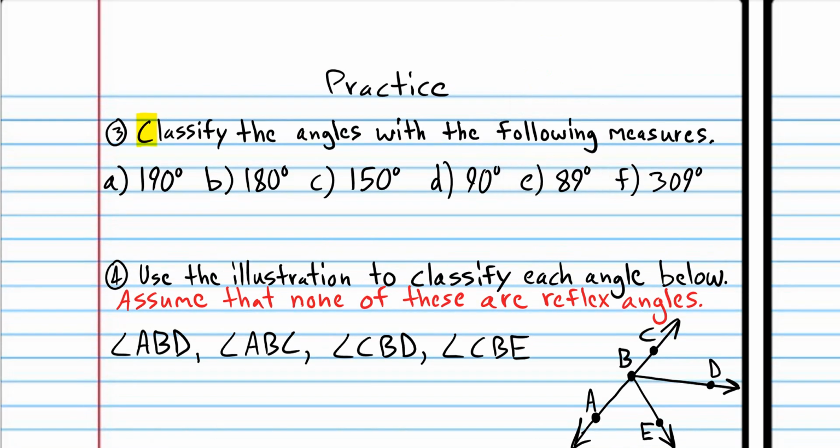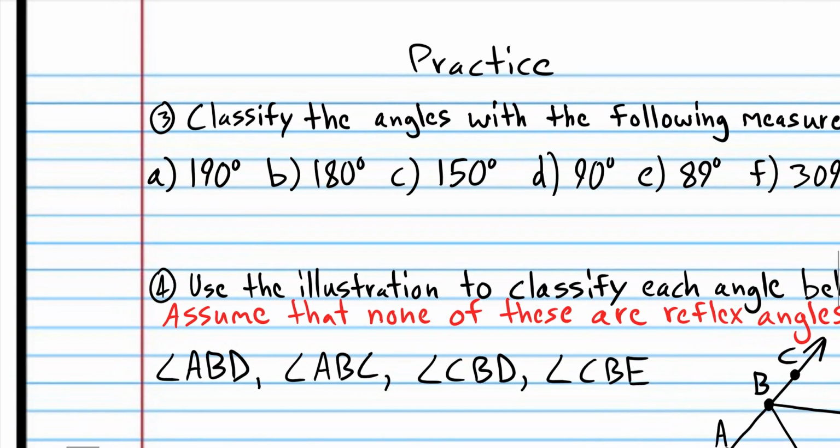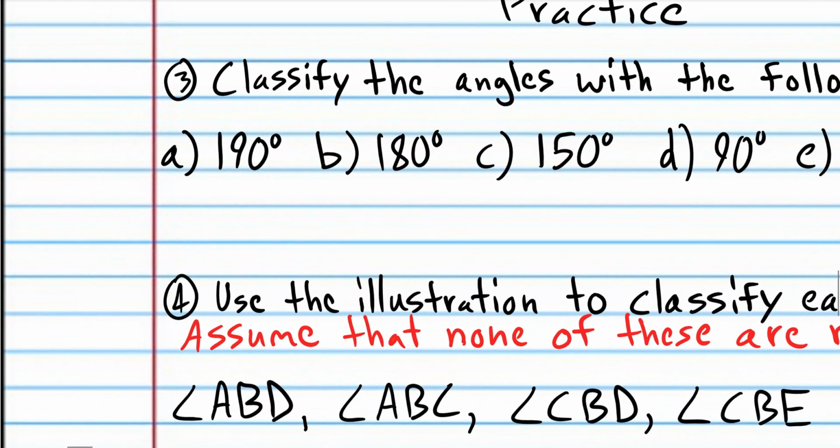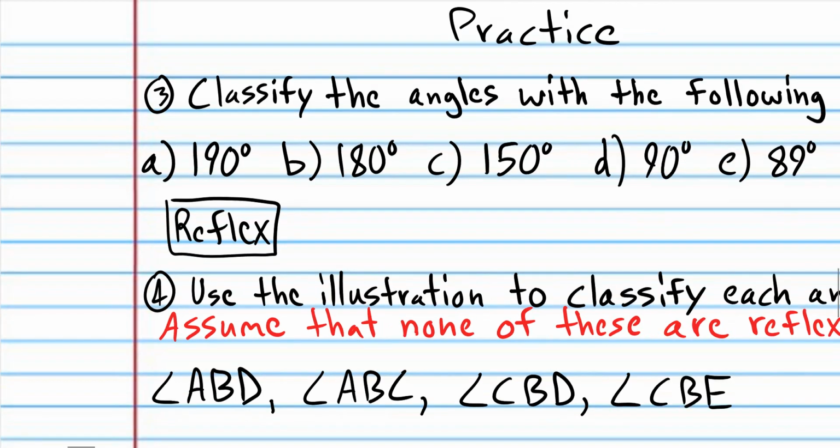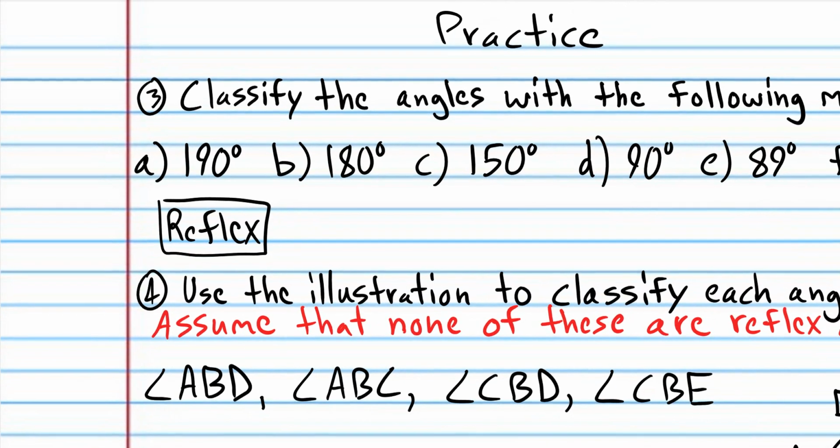So this problem says, classify the angles with the following measures. So here's an angle measure down here, 190 degrees. If its measure is 190 degrees, what kind of angle is it? Well, it's a reflex angle. Remember, reflex angles are angles whose measures are between 180 and 360. Now, this is a special angle. That's a straight angle. Straight angles have measures that are exactly 180 degrees.